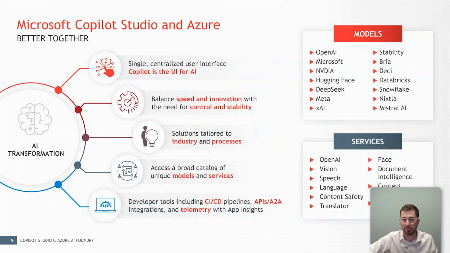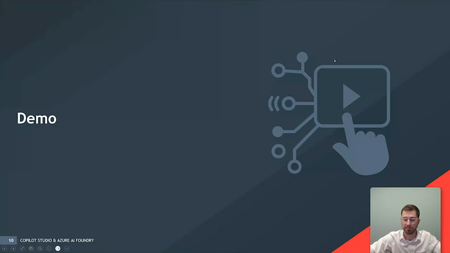So allow for that speed and innovation in Copilot Studio, and then go into the Azure AI Foundry to really push it over the edge. And that becomes really powerful when you combine the greatest models, the greatest services to help drive that business transformation.